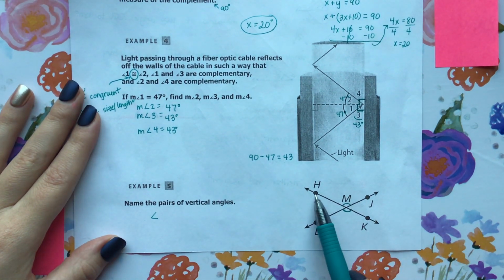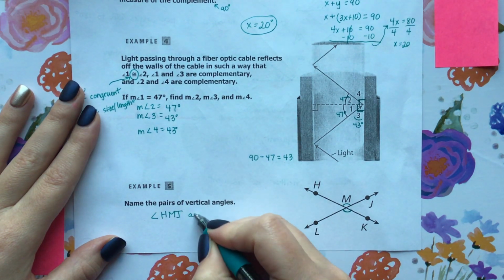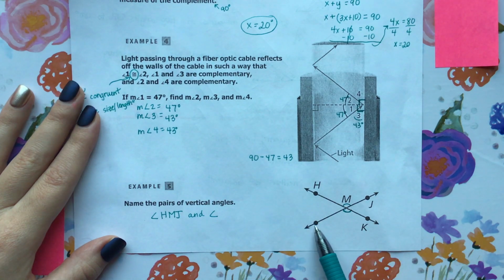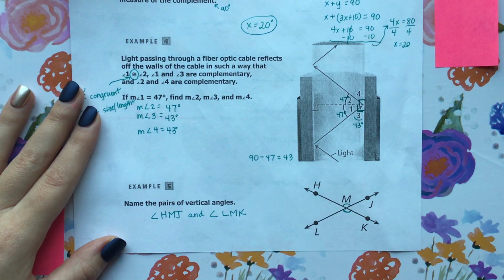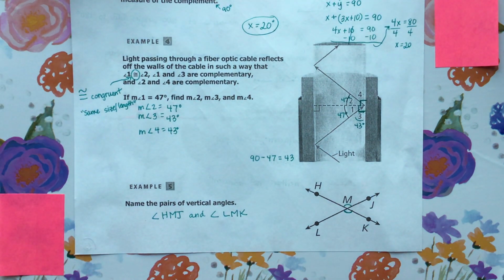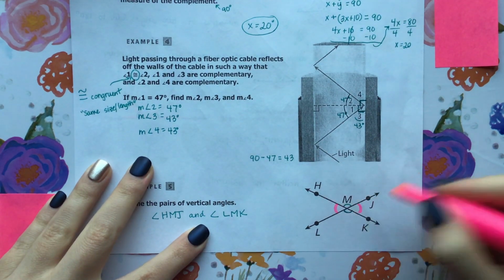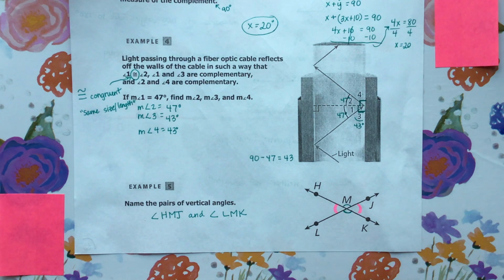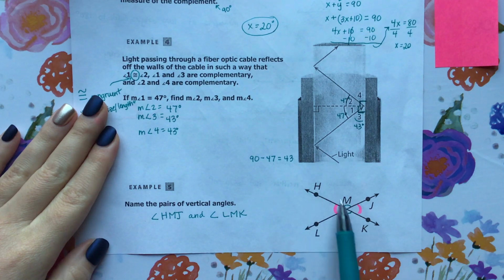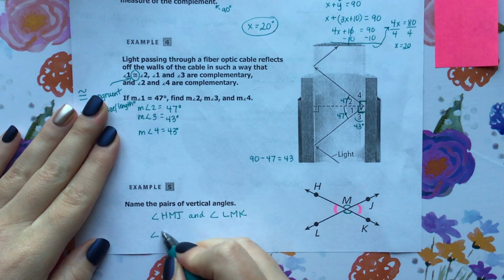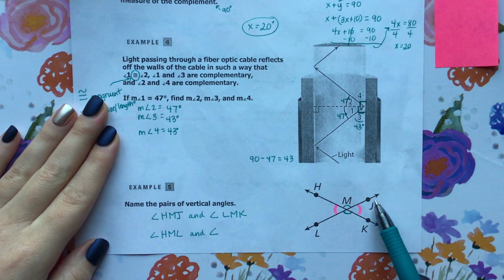So angle HMJ and angle LMK. We do have another pair of vertical angles though, and they are on the left and right sides. So this guy and that guy. So I'm going to call that one HML. And angle JMK.